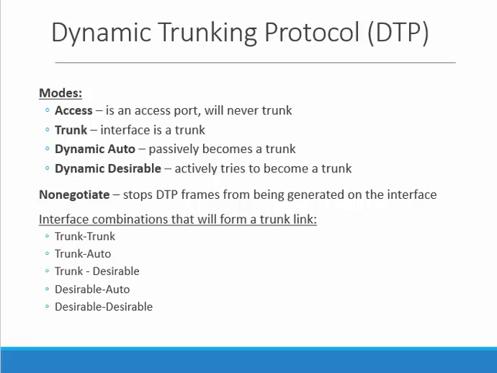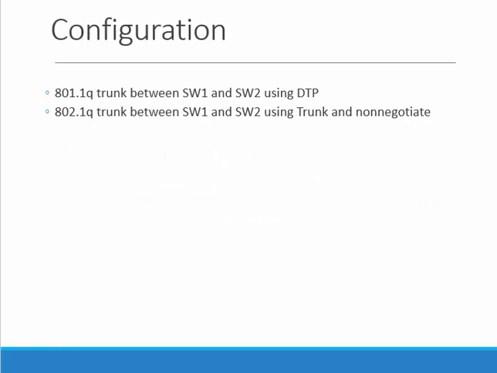Let's go ahead and configure it now, right? So a couple things I want to configure. I'm going to look at doing an 802.1q trunk between switch 1 and switch 2 using the dynamic trunking protocol, so it'll be like dynamic auto, dynamic desirable. And then we'll also unconfigure that and specify trunks at both ends and do a no negotiate to stop the DTP frames from being created.